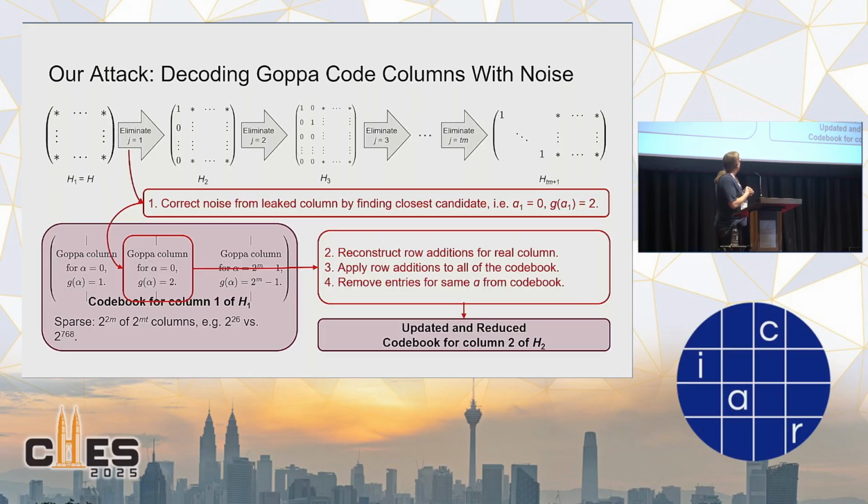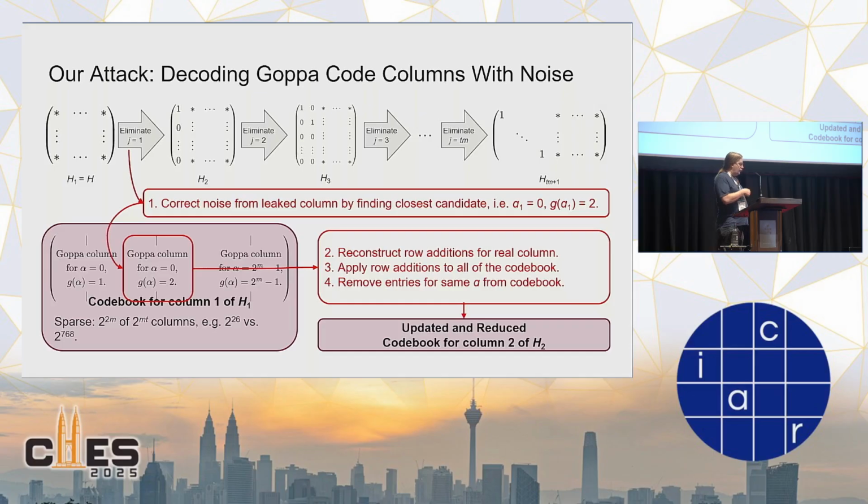And also you can remove some entries because you can optimize it, because now with one alpha chosen, all the other alphas have to be different, so you can eliminate those from your codebook. But that doesn't actually matter too much. So now we have an updated and reduced codebook for the second column, and we then iterate over this process until we have enough information to do something more interesting.